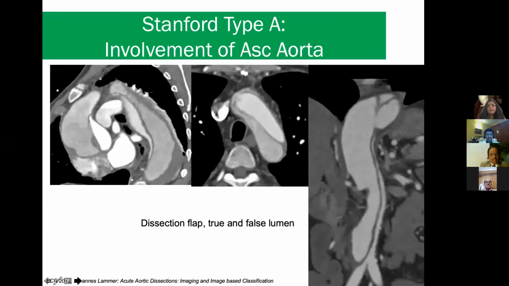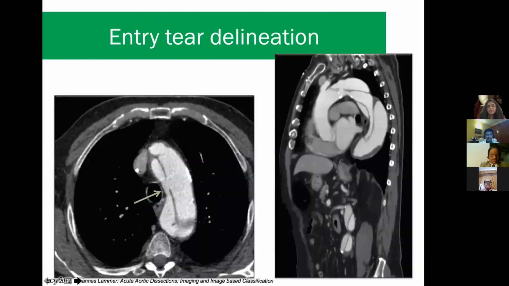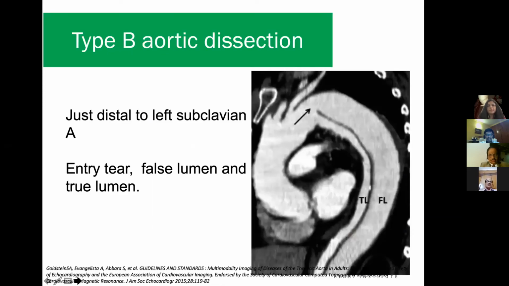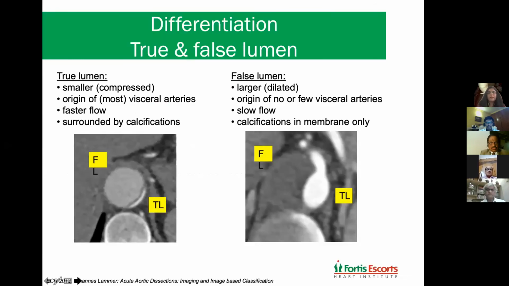And here you can see a Stanford type A with involvement of the ascending aorta with an extensive flap. Here is the entry tear delineation where you can see where the entry is. This is a type B aortic dissection where the entry is distal to the left subclavian. And the differentiation of the true and false lumen can be easily done on CT, where the true lumen is often smaller. The origin of the visceral arteries arises from the true lumen usually.